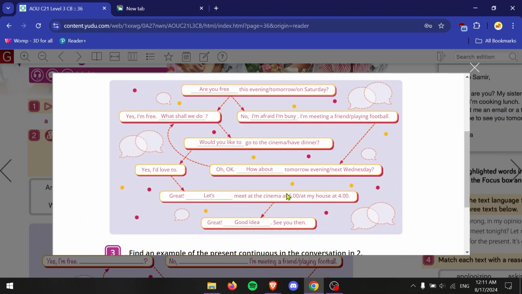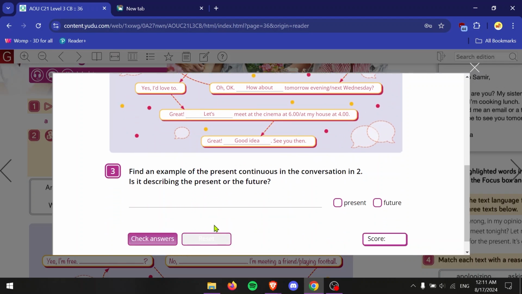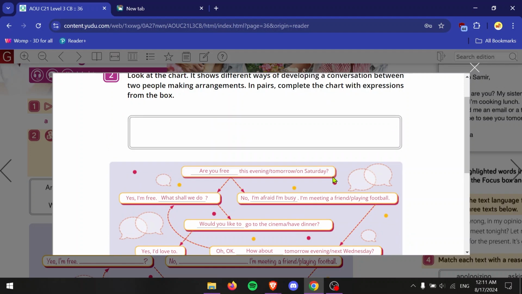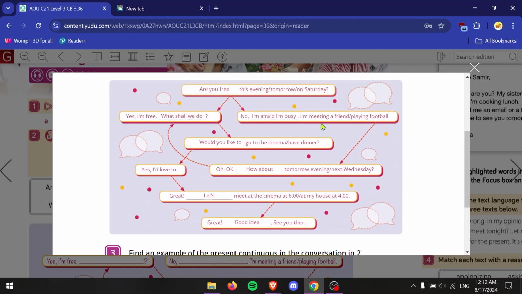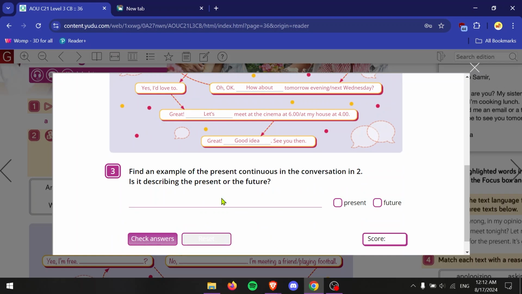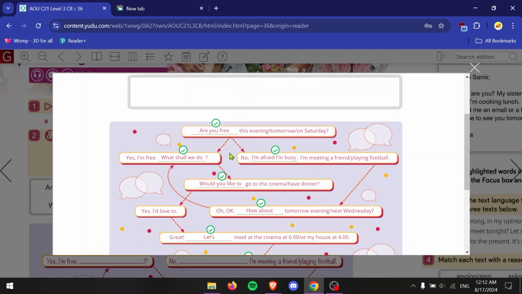It's gonna be something like, oh, right here. I'm meeting a friend or playing football. This is present continuous. And is it describing the present or the future, you guys? I'm meeting a friend. This is something that will happen in the future. So I'll say, I'm meeting a friend, and that will be in the future. Okay? Let's check our answers. Here you guys go. Okay?